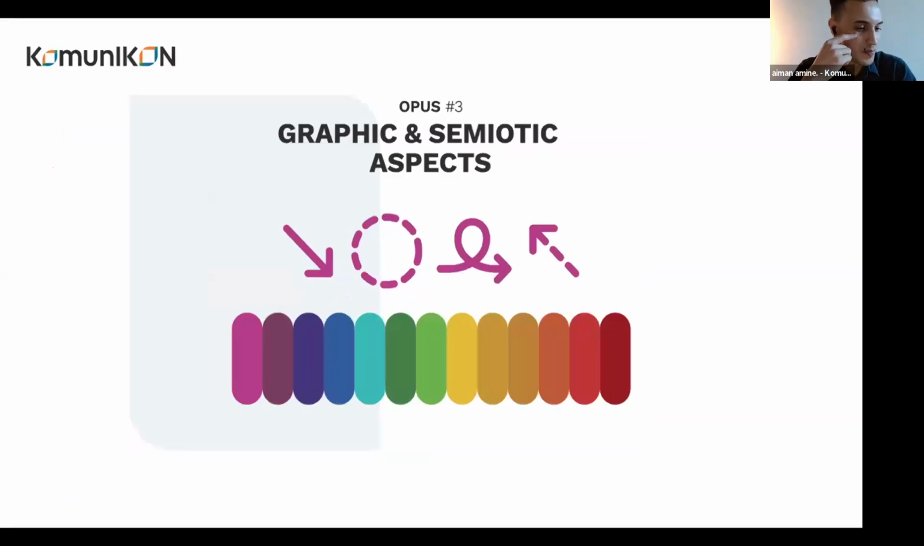I just want to introduce myself real quick. My name is Aiman Amine, and I lead the graphic design team at KomunIKON. Originally, I come from a visual communication and design background, but my keen interest in semiotics led me to join KomunIKON, where I focus on simplifying the visual language and enhancing the overall aesthetics of IKON.